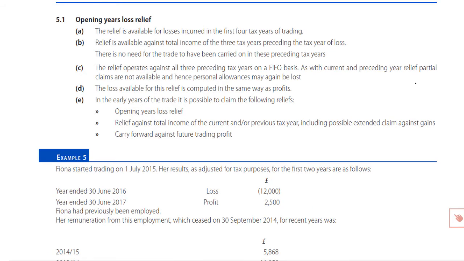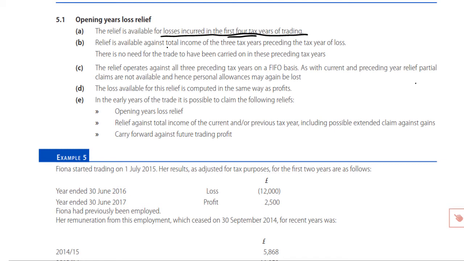Well, now we know how to calculate the amount of loss that has arisen in relation to any tax year during those opening years, and we know that the ordinary loss reliefs are available, as we've seen hitherto. What we've now got to look at is this specialist opening year's loss relief. Now, it's specialist, only available in opening years, because it's only available for losses incurred in the first 4 tax years in which we have traded. Outside of that, it's just your normal provisions.